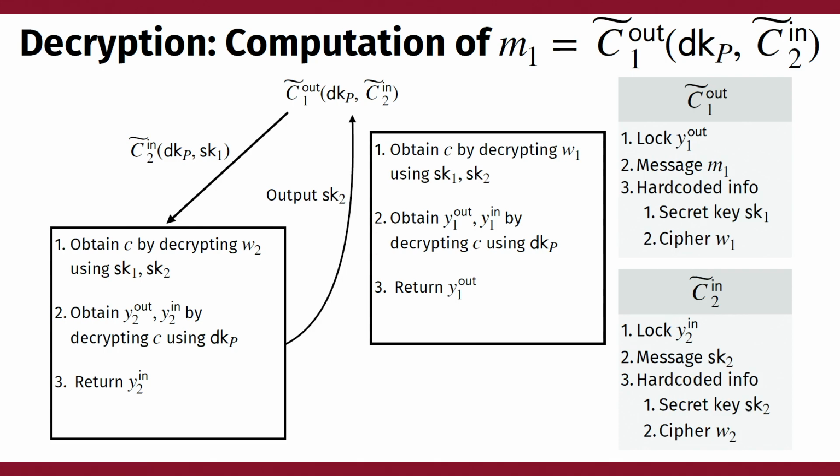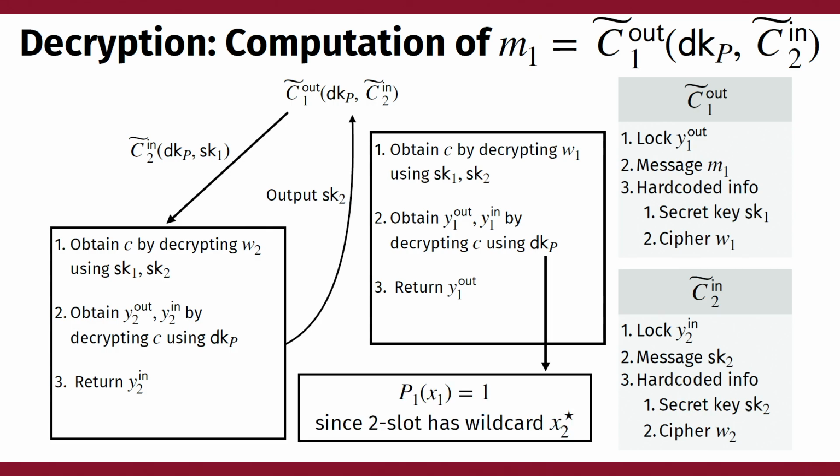But now when you succeed, then you decrypt the predicate encryption ciphertext. You know that also P1 is satisfied, and you return the message. To get M2, you do essentially the same computation, but for the symmetric case.